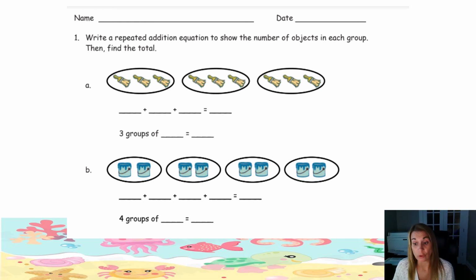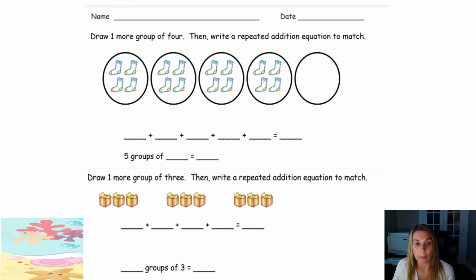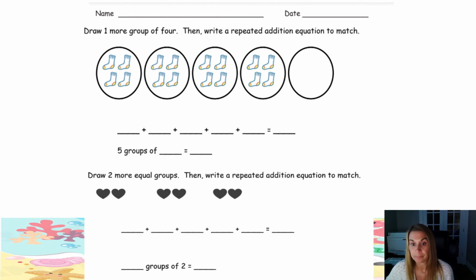My proficient students who are almost there think they have it. This is what they would see: write a repeated addition sentence, which is similar to what we just did. So they would just add up how many are in each group and then figure out the answer to each problem. For my friends who really got it or are a little more advanced in this area, they would have to draw another group and then write the repeated addition equation to match, and then also do the 5 groups of 4 and get their answer. And this is a way to prepare them for writing those multiplication sentences.